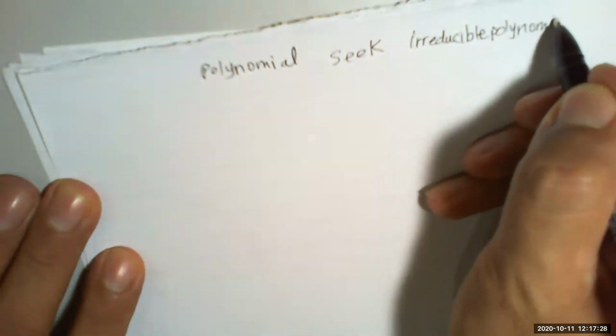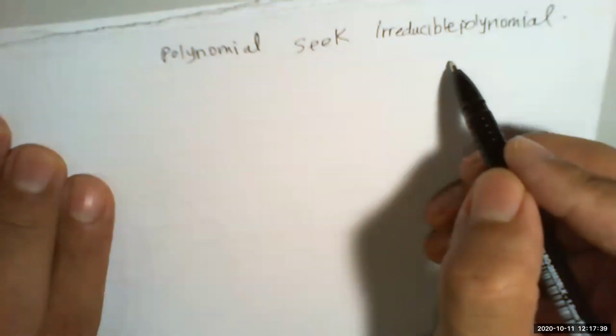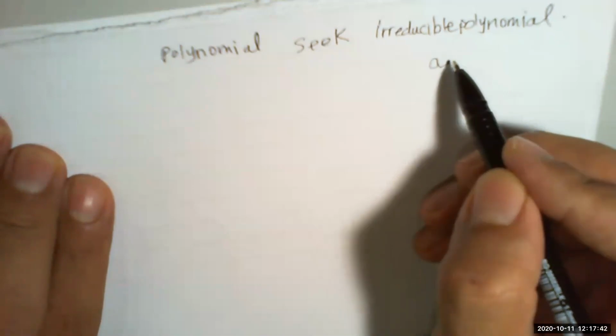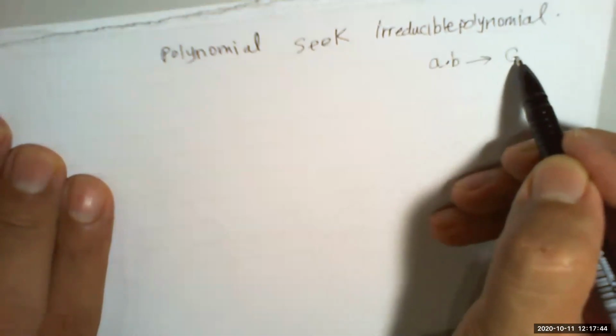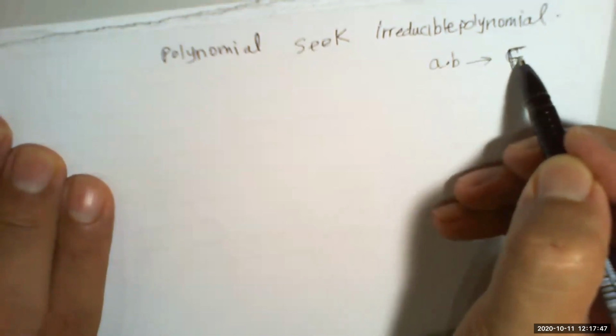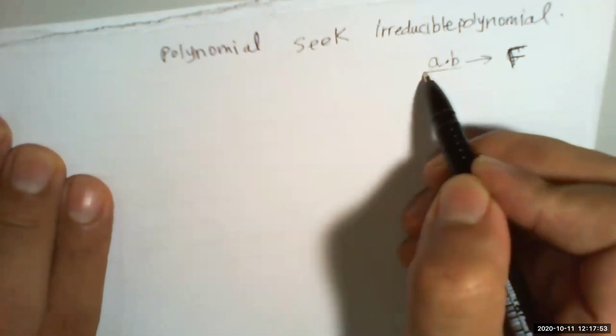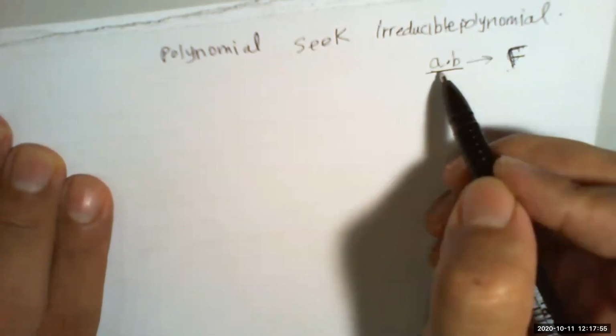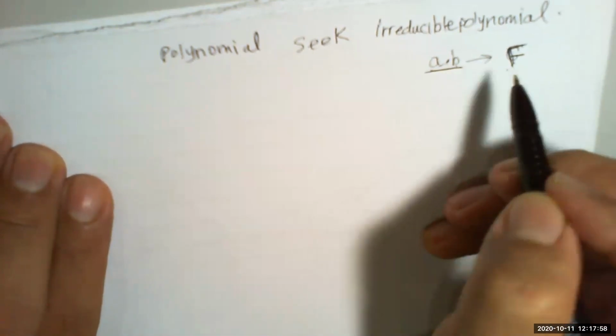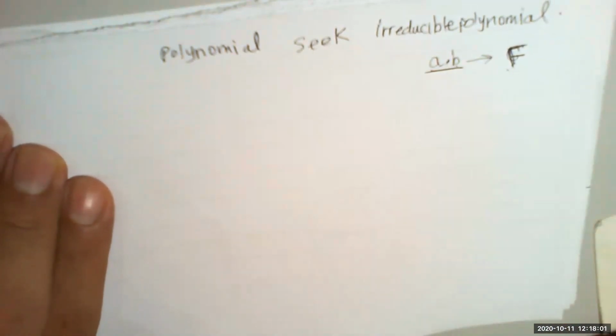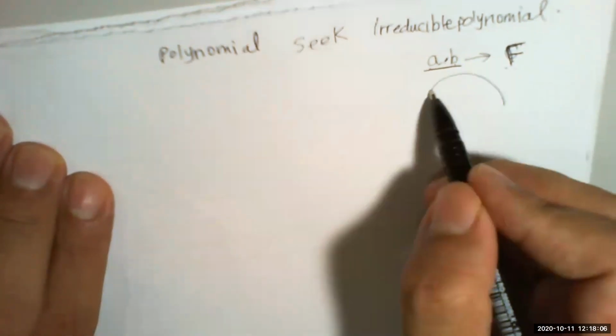Polynomial. The irreducible polynomial. I'm seeking that irreducible polynomial to make the field. The field should have, for example, if I say A multiplied by B, the result should be in F, if I define this as a field. So if I have A in F and B in F, A multiplied by B should be in F, and A added to B should be in F. So this is the condition of the field. And also I have to make a cycle, you know.